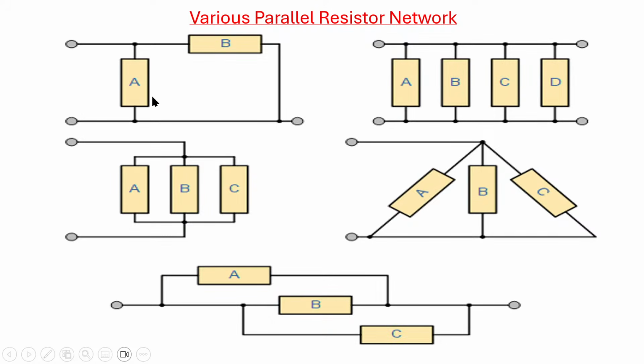So you can see different nomenclature of resistors connected in parallel. You can see resistors A and B, they are connected in parallel. You can see A, B, C, D, they are connected in parallel. You can also see A, B, C, D, B, C, they are connected in parallel, and so on and so forth.